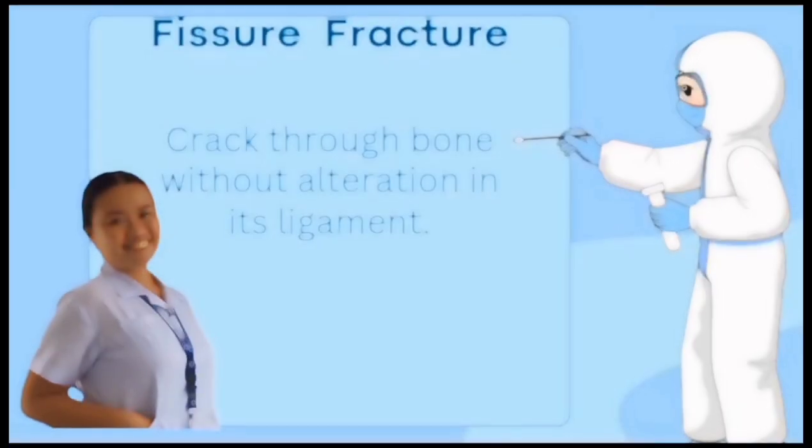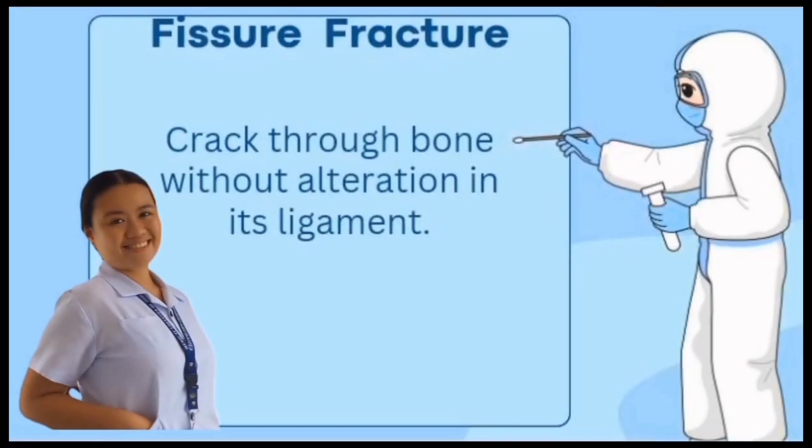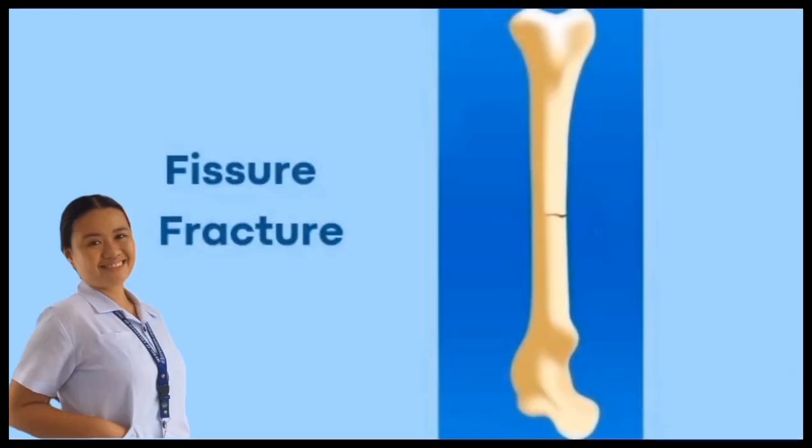So, fissure fracture, it is a crack through the bone without alteration in its alignment. So, without alteration, walang pagbabago. Unlike sa ibang bones na pag may matinding crack, talagang naghihiwalay yung mga bones sa isa't isa. So, as you can see on the picture, konti lang yung crack ng bones at hindi sila naghiwalay.